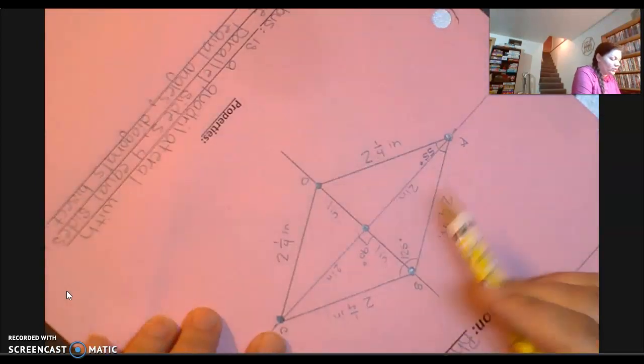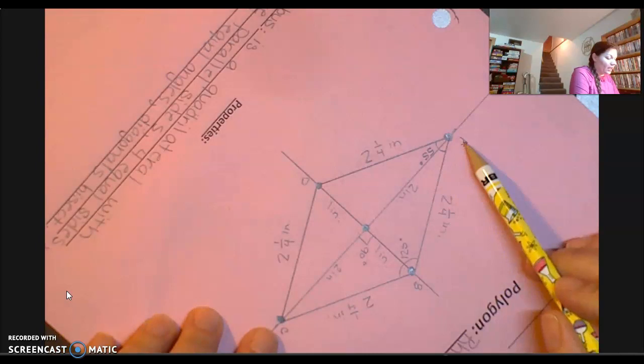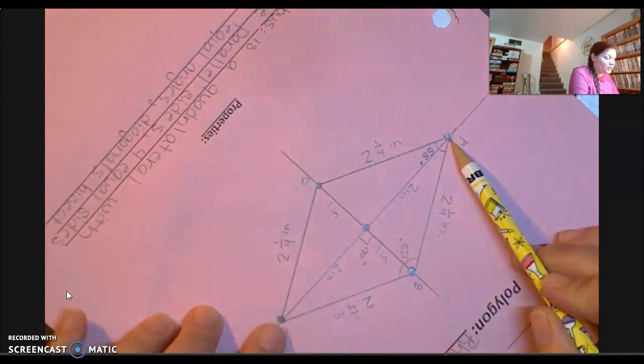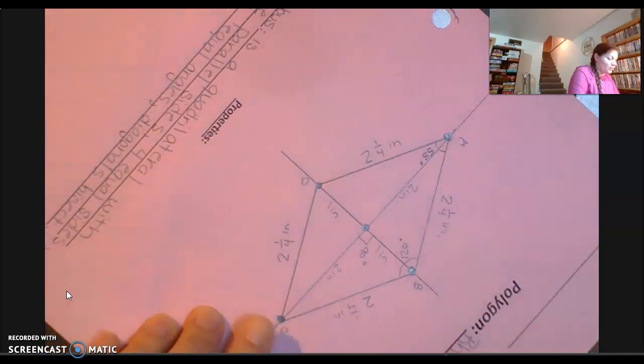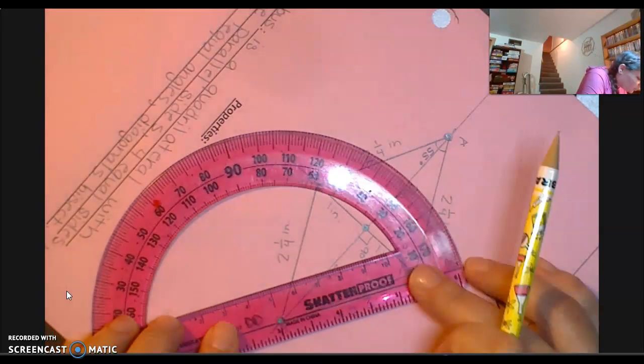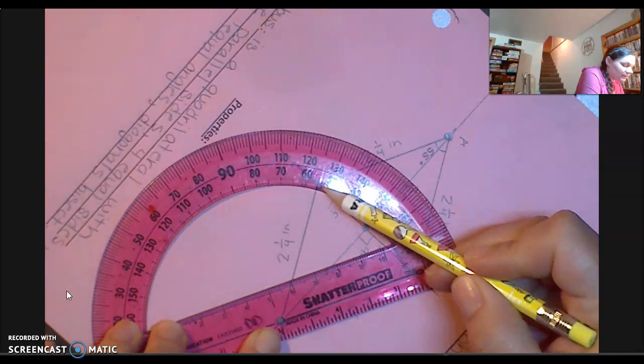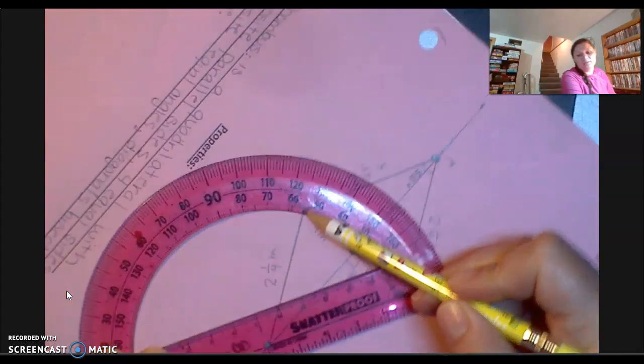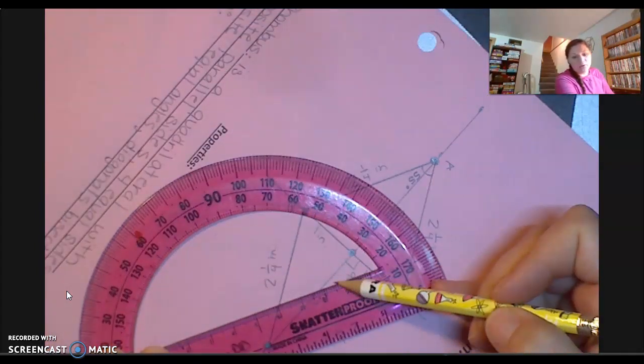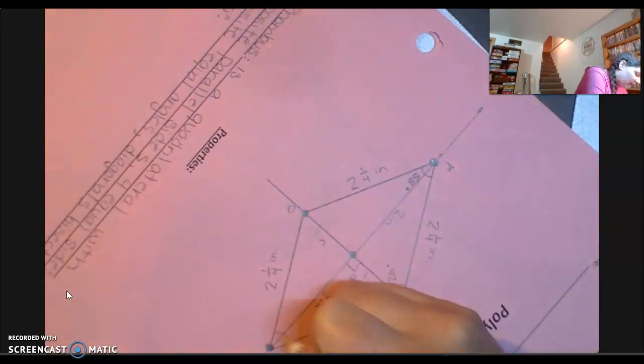Now, we should know that the opposite angle from A should measure the same. So this angle should measure 55, so it should be nice and quick. And we can see that it does indeed measure 55 degrees. There's a little bit of a glare. There you go. This is 55 degrees.